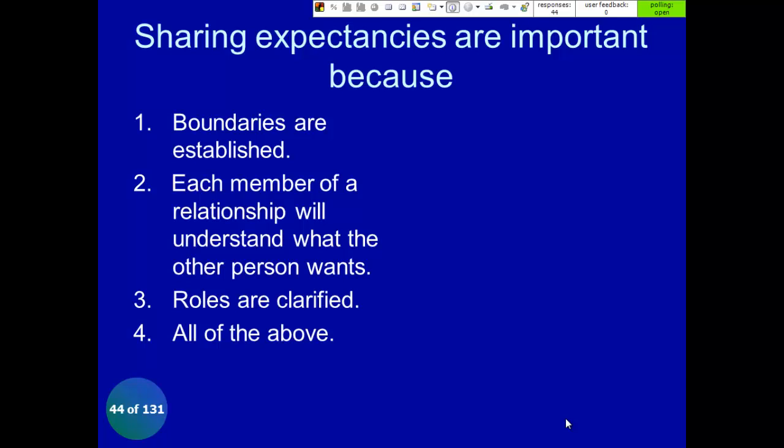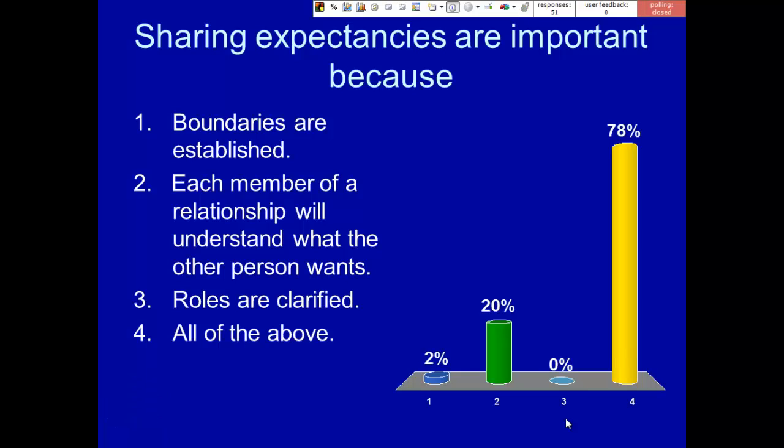So why are expectancies important? Is it 1, 2, 3, or all of the above? Looks like you got this answer already. All right, everybody got it? Okay. All right, so the answer is, 78% are correct. It's all of the above. Each member of a relationship will understand what the other person wants. Yes, that's true, but roles are also defined. Roles are also defined. That's there. So it's all of the above.